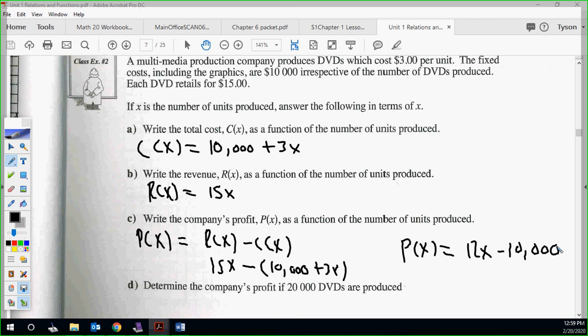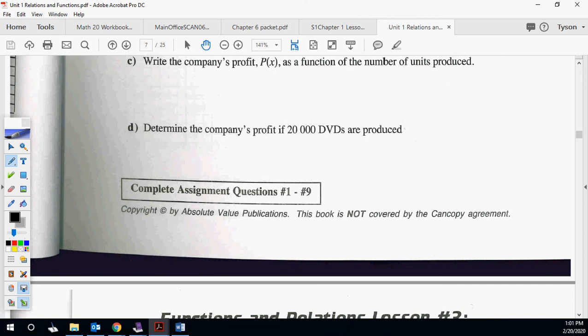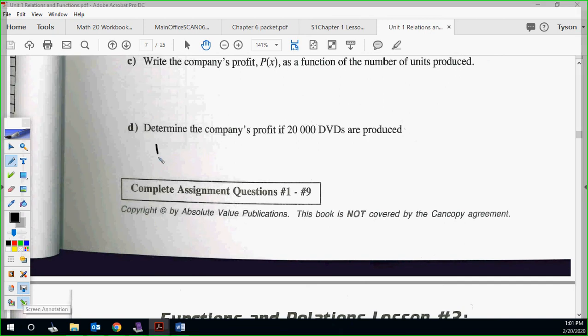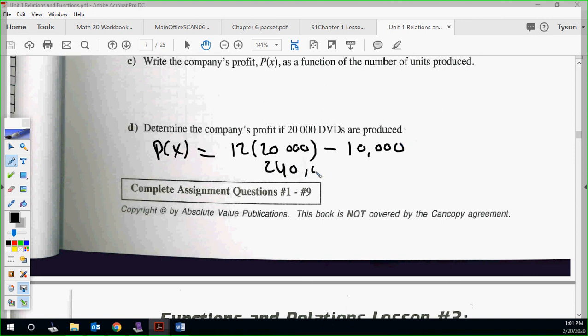Okay, find the company's profit for 20,000 DVDs that are produced. So if they do 20,000 DVDs, for that profit we simply go profit is 12 times 20,000 minus 10,000. So it's simply 240,000 minus 10,000 for a profit of 230,000. So if you can crank out 20,000 sales, you're in good shape. Okay, and we will stop there.